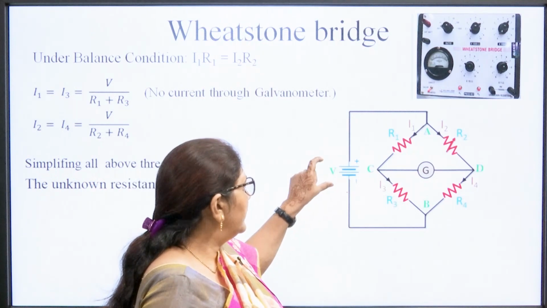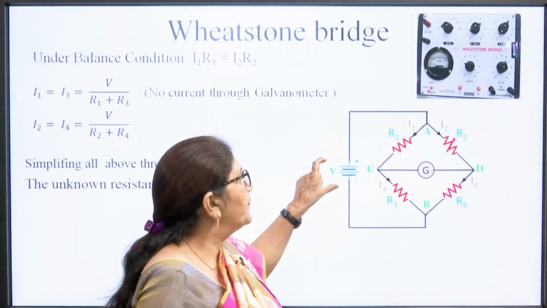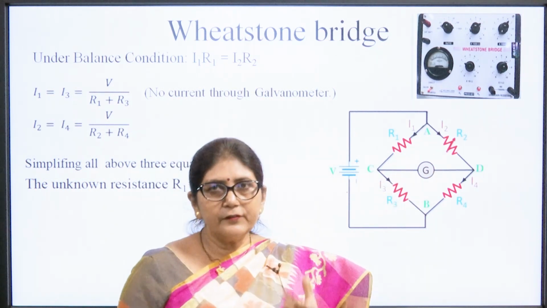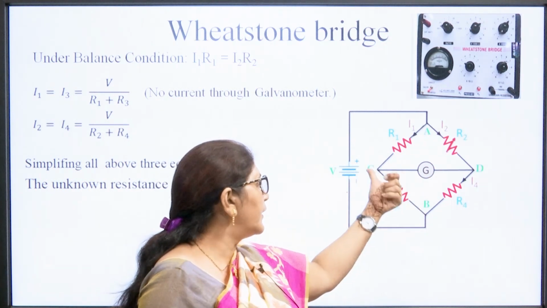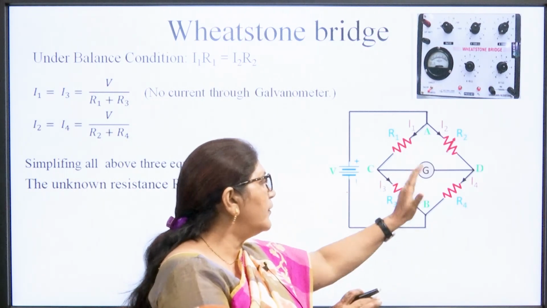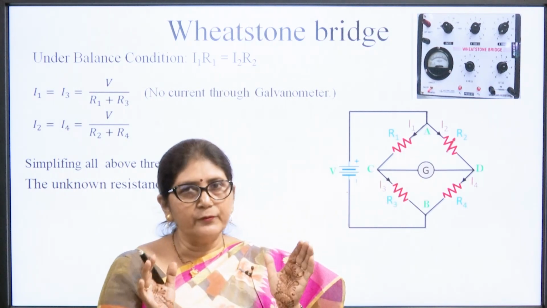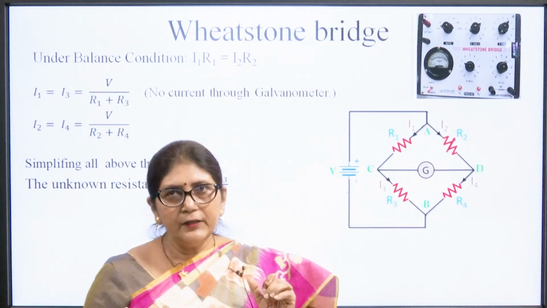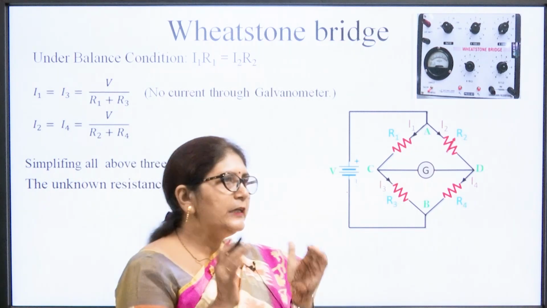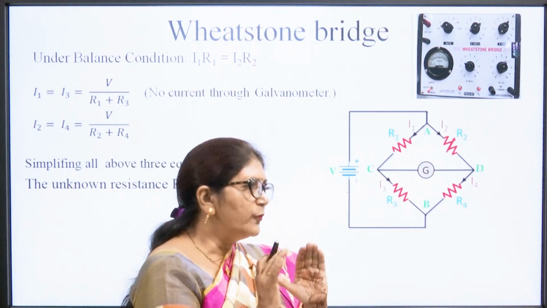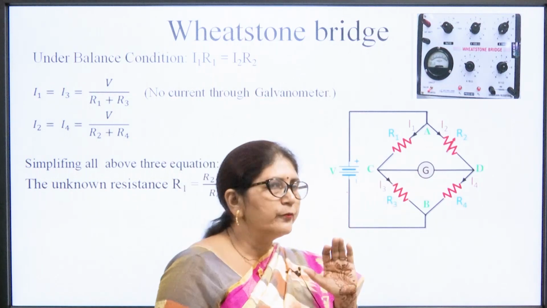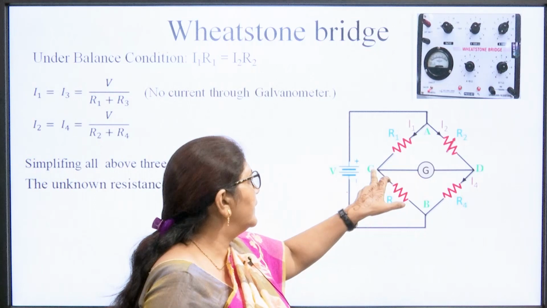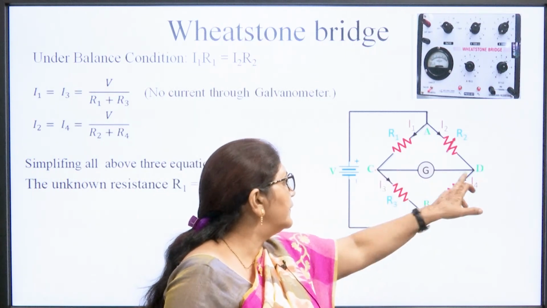Here we use a standard voltage supply, and then we see when the galvanometer will show a 0 reading, when the voltage difference across the galvanometer is 0. It means the voltage at C is equal to the voltage at D. When the voltages at C and D are equal, there is no voltage difference and no current will flow through the galvanometer. So, at that time the voltage at this point and this point is the same.